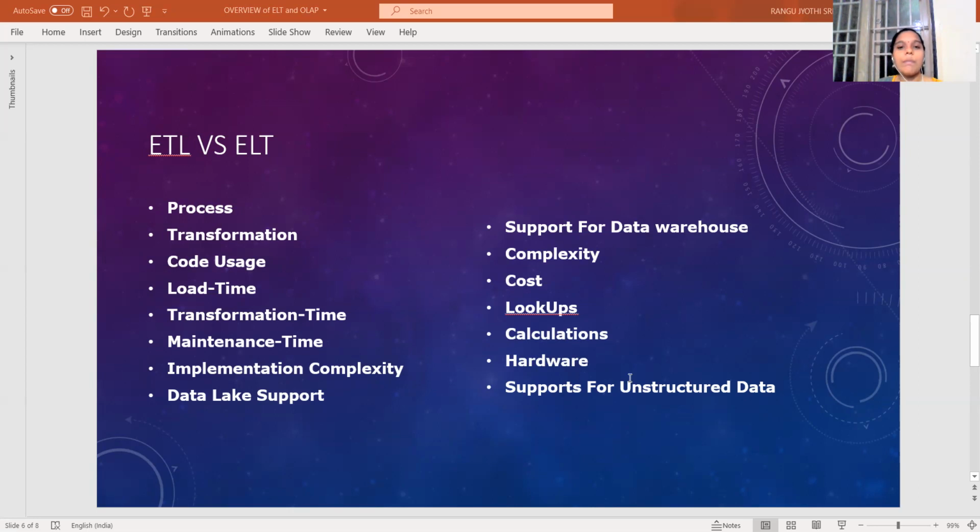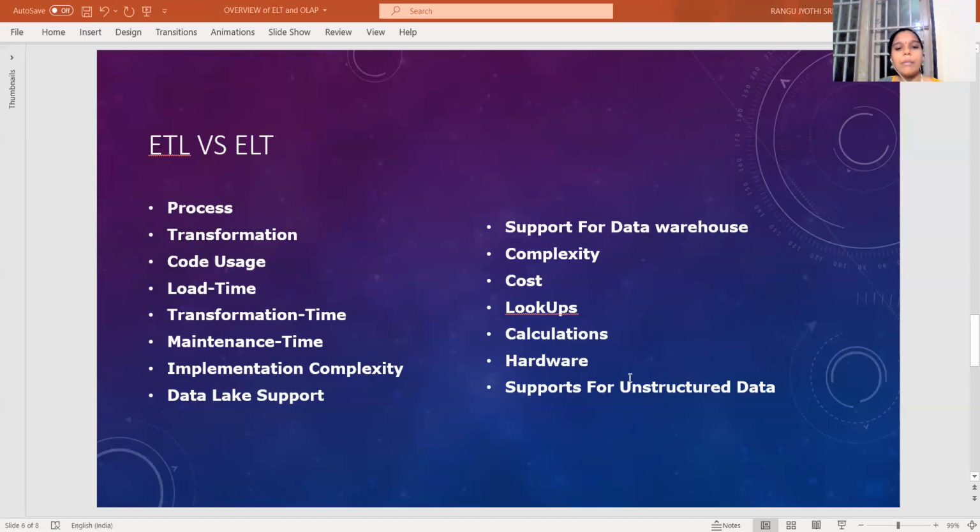Next one is maintenance time. How is data maintenance done in both ELT and ETL? Comparing these two, the ETL process needs high maintenance as we select the data to load and transfer, whereas ELT needs low maintenance as the data is available all the time.